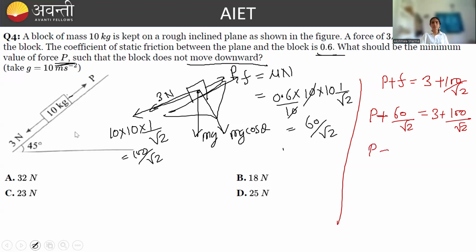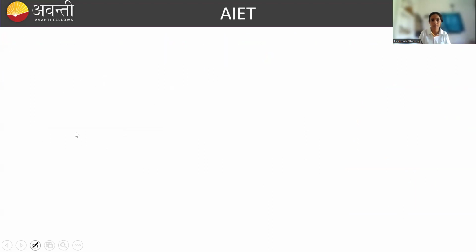If we solve it, this will become how much? 100 minus 60, that is 40/√2 plus 3. So if you solve it, it will become almost equal to how much? If you multiply by √2 here, this will become 20√2 plus 3. Okay, so this will be near about 28 plus 3, near about 31, slightly larger, so that is close to your 32 Newton. So the correct answer will be here what? Answer will be your 32 Newton.